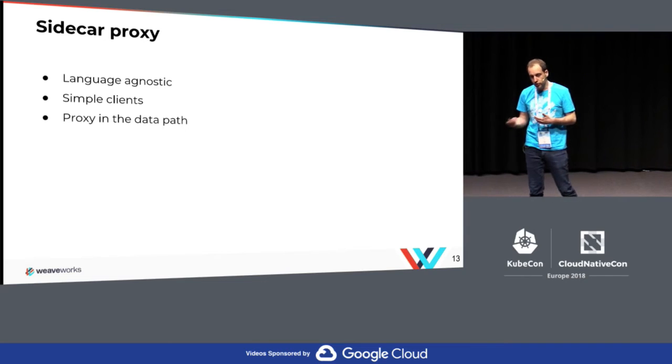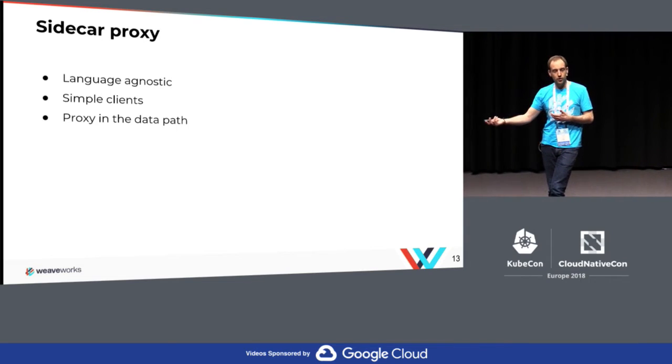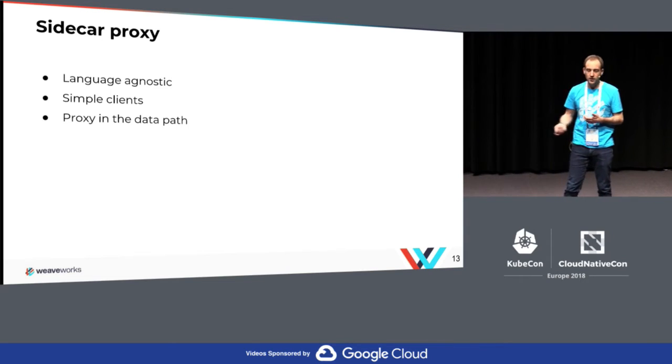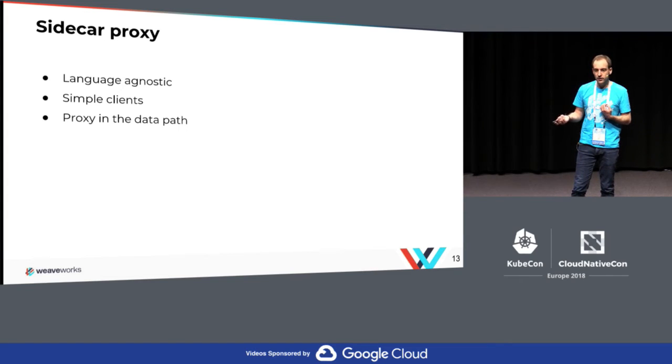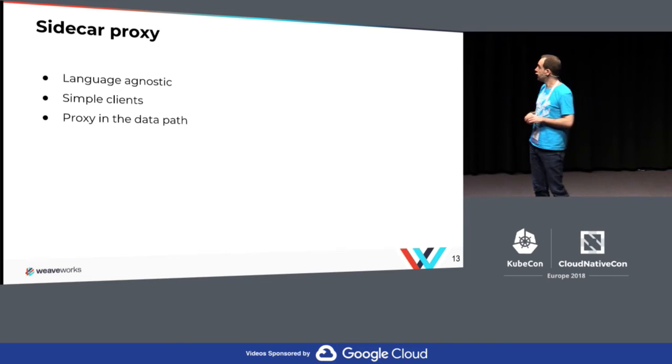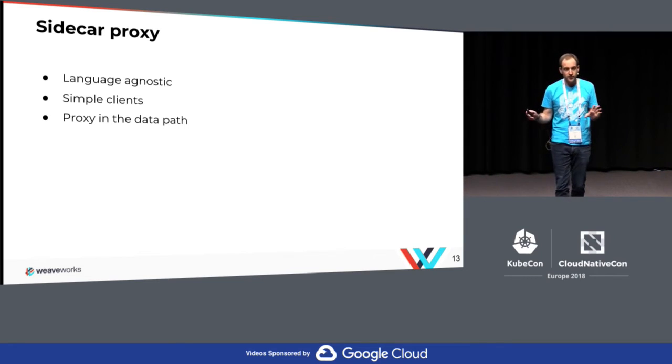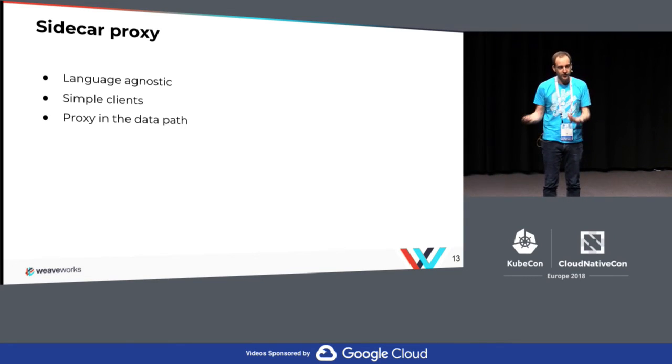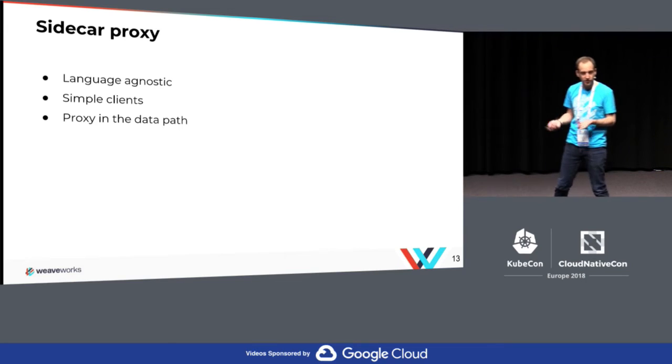But you have the proxy in the data path. All your traffic is going through the proxy. It has a bit of latency overhead, and a bit of CPU usage as well. There's one rule here. You have to benchmark things for yourself and see if that's acceptable. And chances are it is.